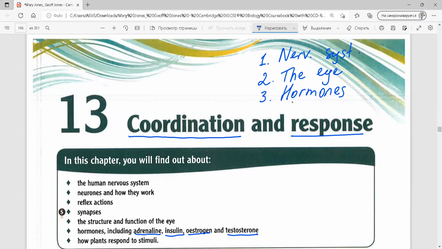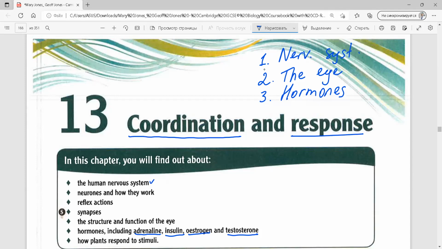So in this chapter, as you see, we will talk about the human nervous system, glucagon, of course. I will give extra detail about glucagon, like its function, but as you see, it's not needed. But we have its name also. So we will talk in this chapter about the human nervous system.